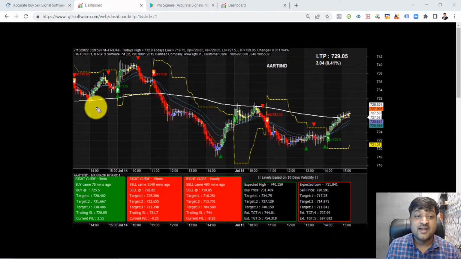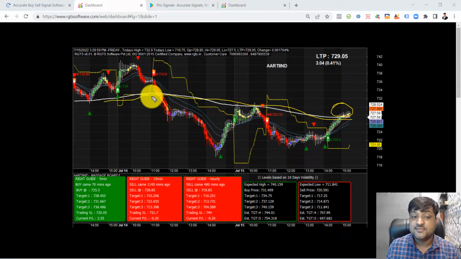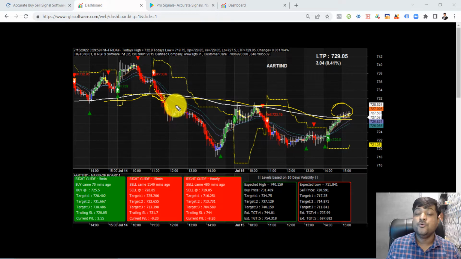Also there is the white line. This white line acts as our trend line. Above the white line the buy signals run very well, and below the white line the sell signals perform very well. So if you want to trade according to the trend, above the white line you have to take the buy signals only, and below the white line you have to take the sell signals only.